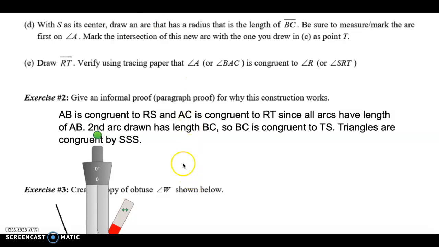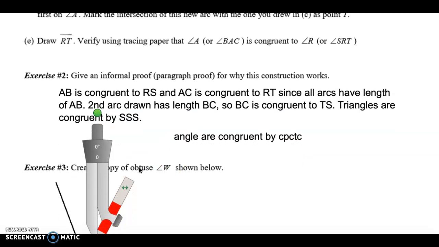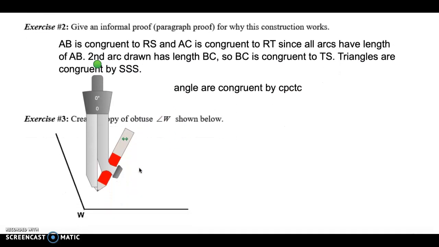So I can add that on. Angles are congruent by CPCTC. CPCTC: corresponding parts of congruent triangles are congruent. If you need to pause the video to copy that, you can.